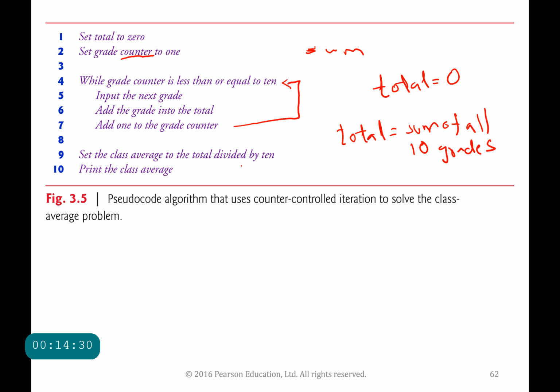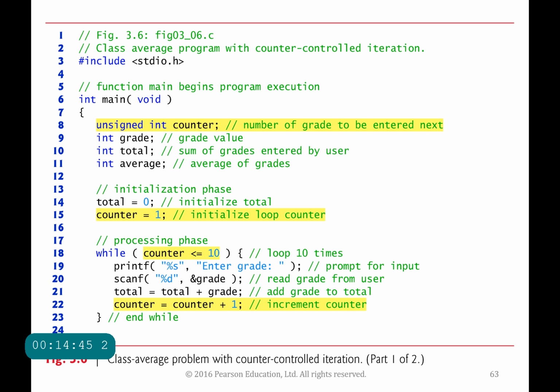And then obviously, in order to compute the average, you will need to divide this sum of all grades by 10. And then once you do that, that will be your average, sorry. So let's look at this.